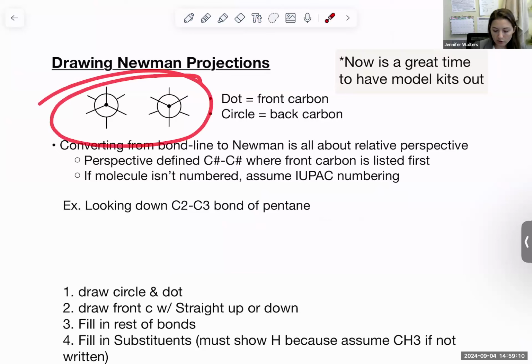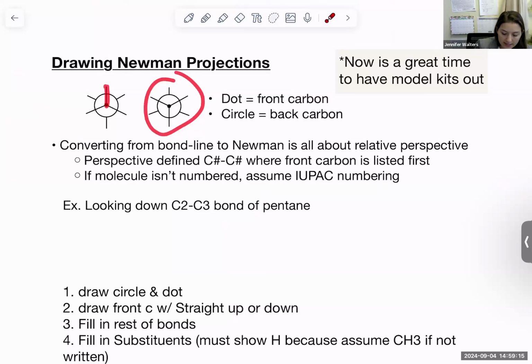So with our Newman projections, the easiest way to know which of the staggered conformations you need is to look at where the front carbon and the back carbon in plane lines are located. Are they pointing up relative to the ring, or are they pointing down relative to the ring? Remember that the dot is our front carbon, the circle is our back carbon. When we are converting from bond line to Newman, we need to pay attention to that relative perspective. So again, that front carbon is listed first.